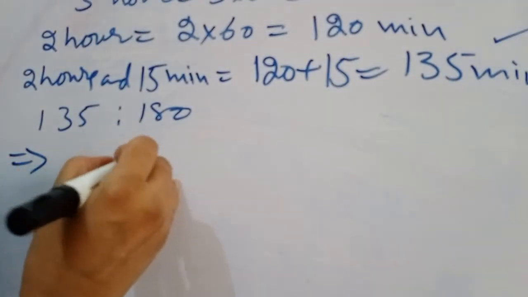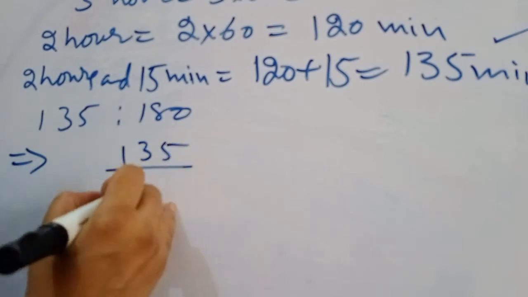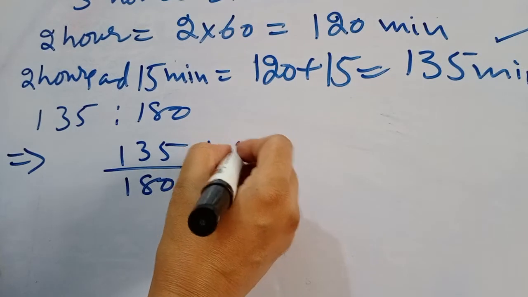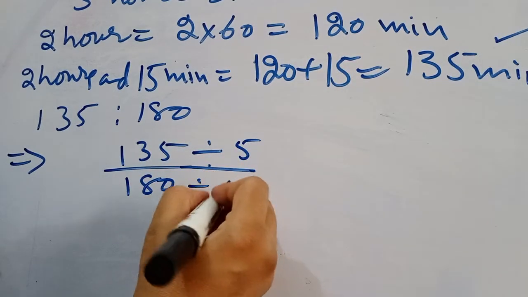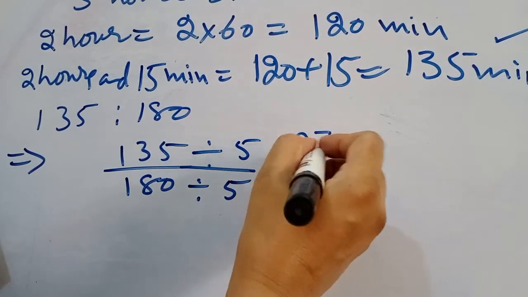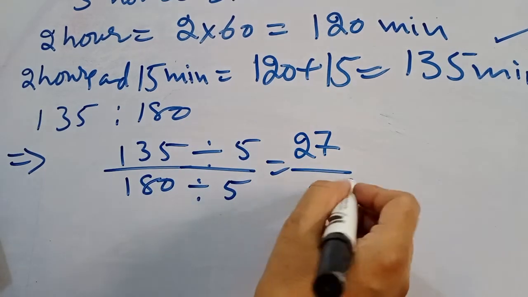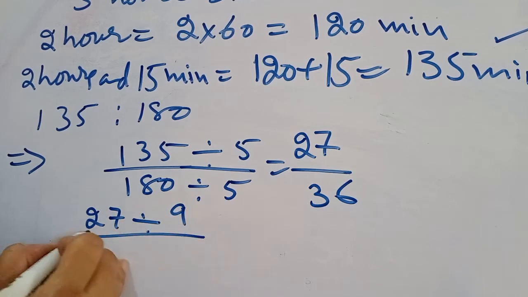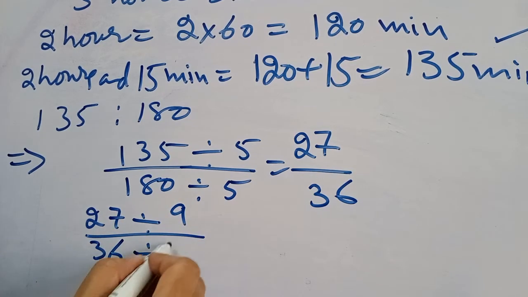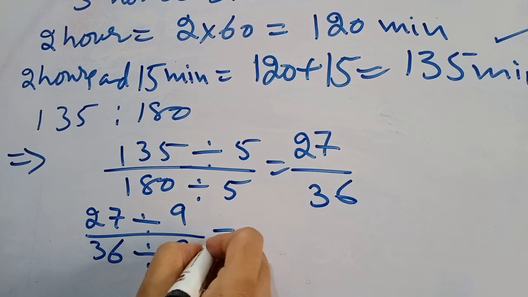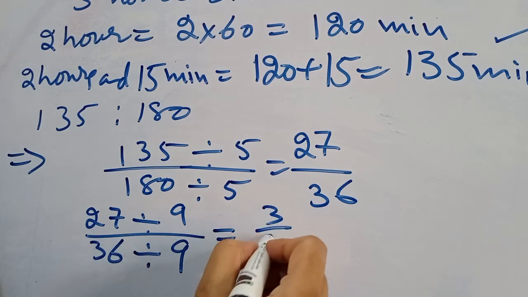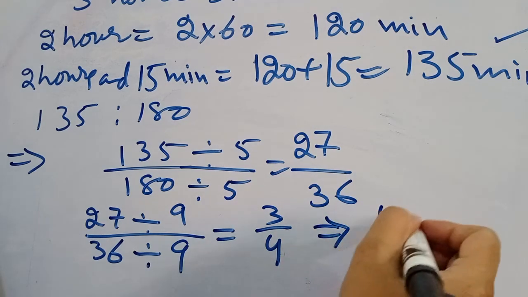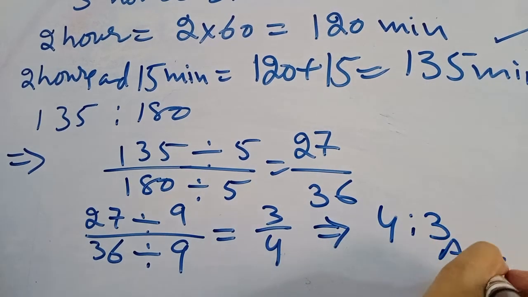This implies 135 over 180. We can simplify by dividing both numbers by 5. We have 27 over 36. 27 can be divided by 9, and 36 can also be divided by 9. We have 3 over 4. This gives us the ratio 4 to 3. This is our answer.